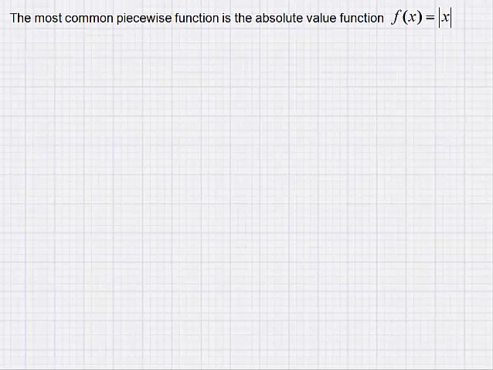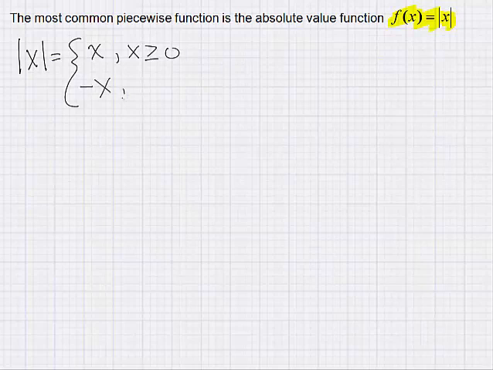Okay, the most common piecewise function that you'll ever deal with is the absolute value function. The absolute value function, which is this f of x equals the absolute value of x, is really a piecewise function because we define an absolute value in pieces, really. If we look at the absolute value of x, the absolute value of x is defined in two pieces. x for x is greater than or equal to 0, or negative x for x is less than 0. Okay?